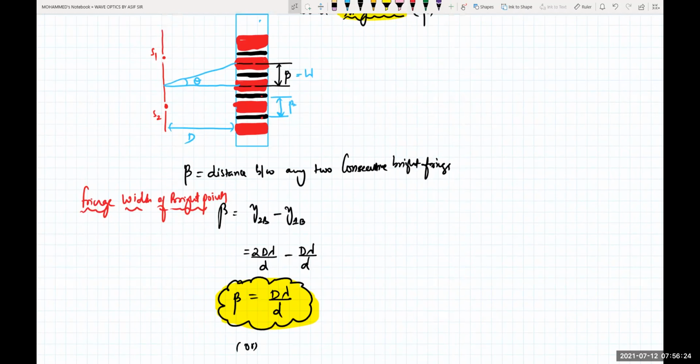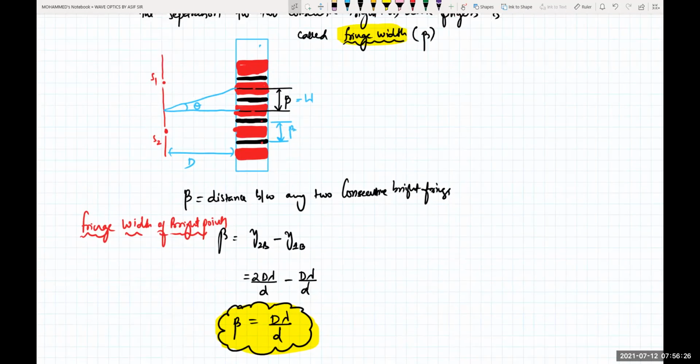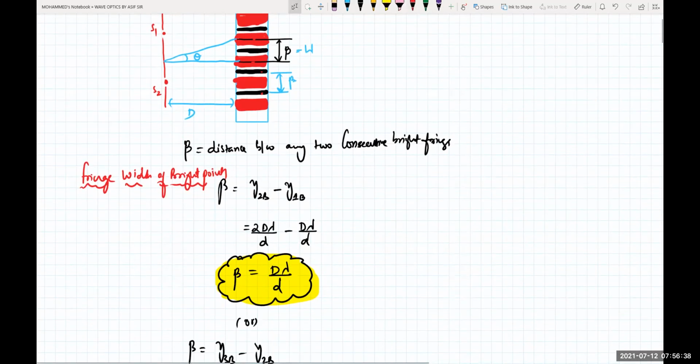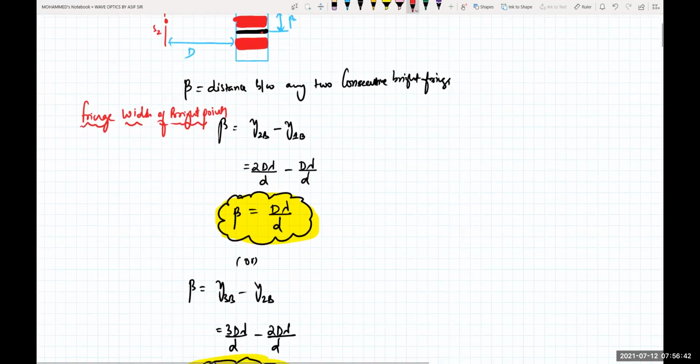Now, if I need the fringe width of a bright point, it will be equal to the second bright point minus the first bright point. That will give me the fringe width. So it is 2D lambda by d minus D lambda by d. So the fringe width, how much am I getting? Capital D lambda by small d.